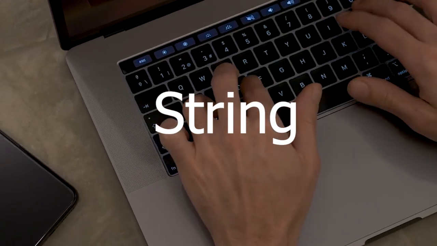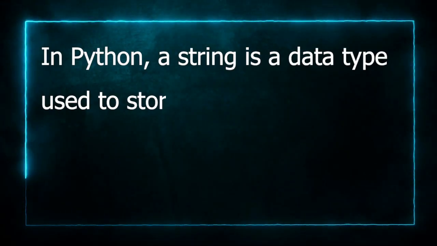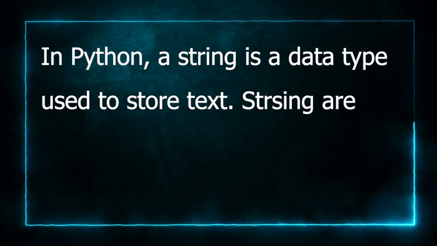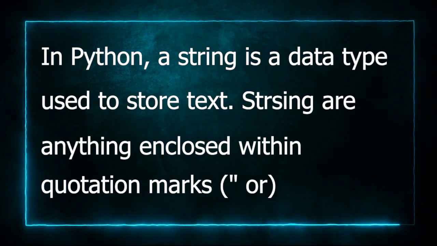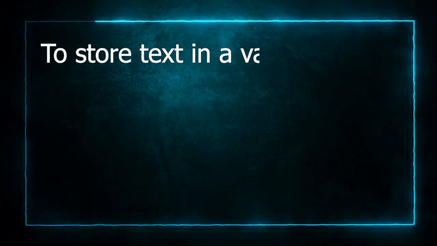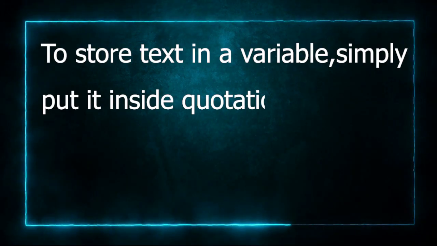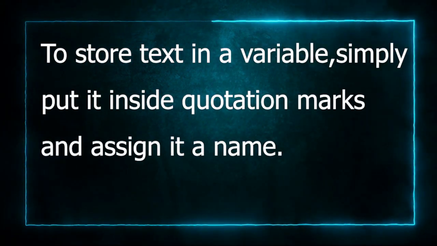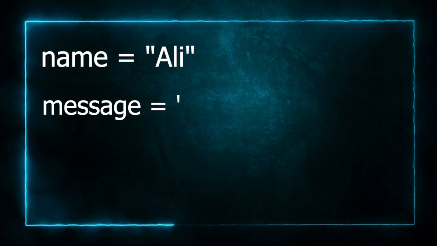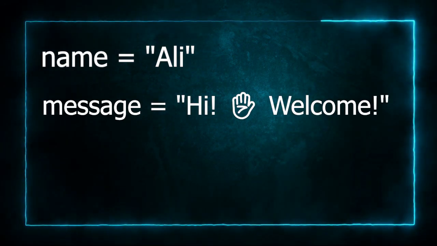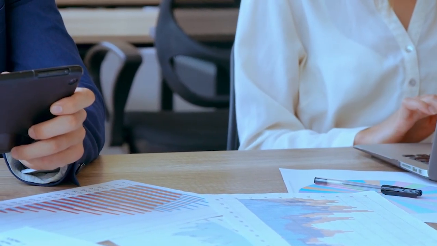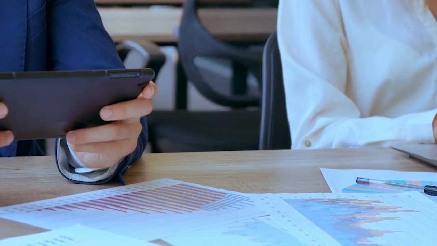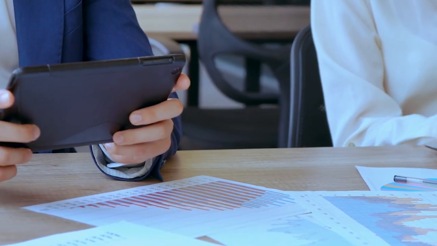String. In Python, a string is a data type used to store text. Strings are anything enclosed within quotation marks, either single quote or double quote. To store text in a variable, simply put it inside quotation marks and assign it a name. name = Ali, message = Hi, welcome. Here, the variable name holds the value Ali, and the variable message stores a sentence. Strings can include letters, numbers, and symbols.